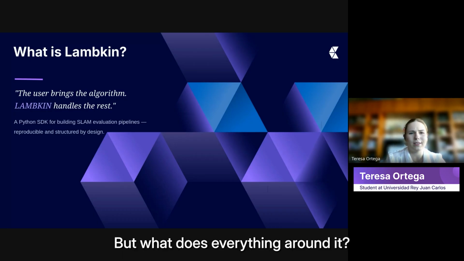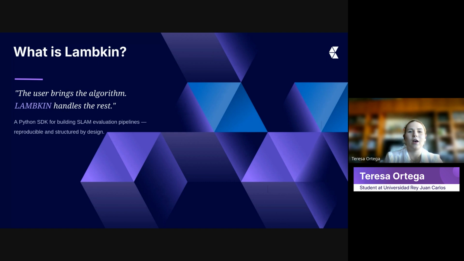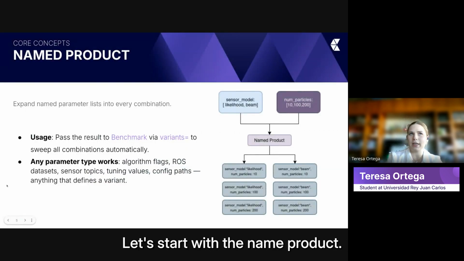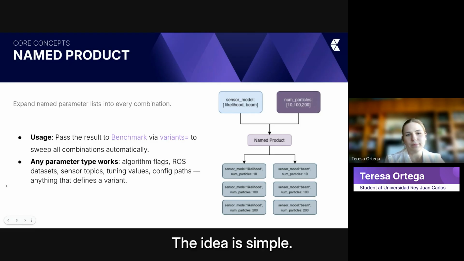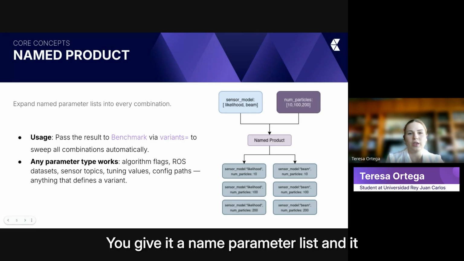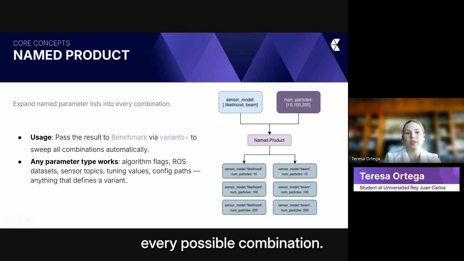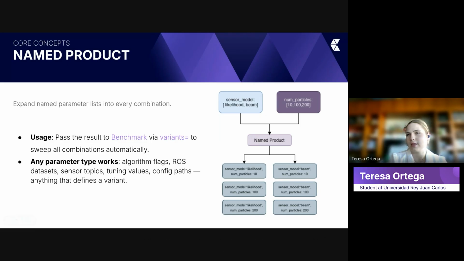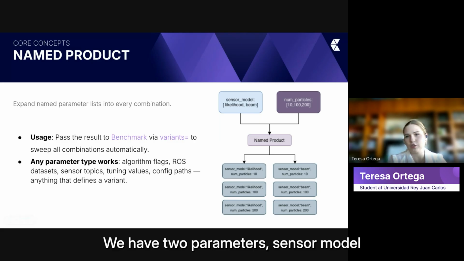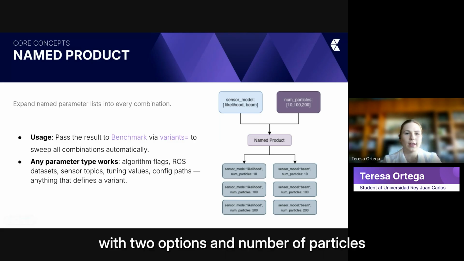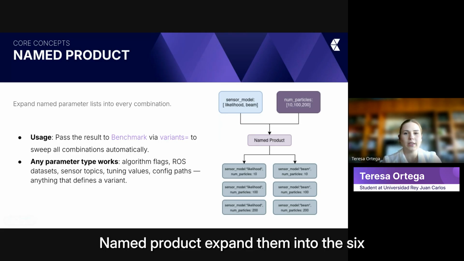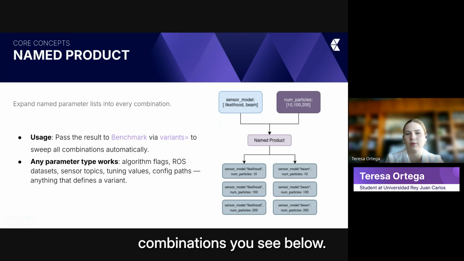But what does everything around it mean? That's what the core concepts are for. Let's start with name product. The idea is simple. You give it a named parameter list, and it gives you every possible combination. Look at the diagram on the right. We have two parameters, sensor model with two options, and number of particles with 3 values. Name product expands them into the 6 combinations you see below.